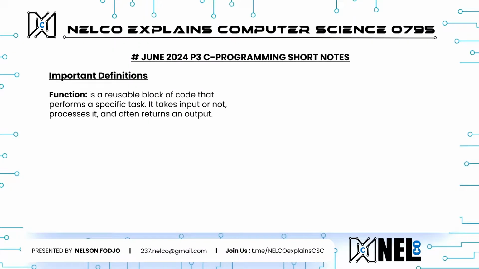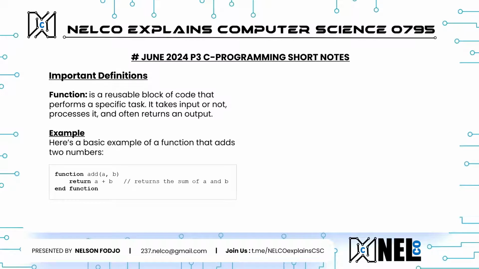They are reusable blocks of code that perform a specific task, take input or not, process it, and often return an output. Let's look at an example. Here's a basic example of a function that adds 2 numbers. The pseudocode is given on your screen. You can see it takes as parameters a and b and returns their sum, where a and b are any 2 integers or any numbers given by the user.